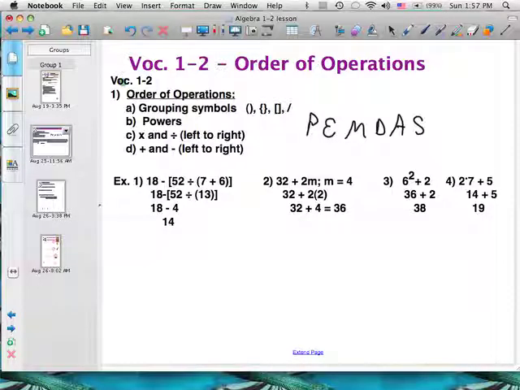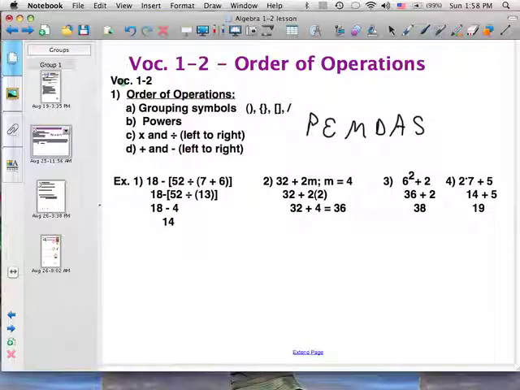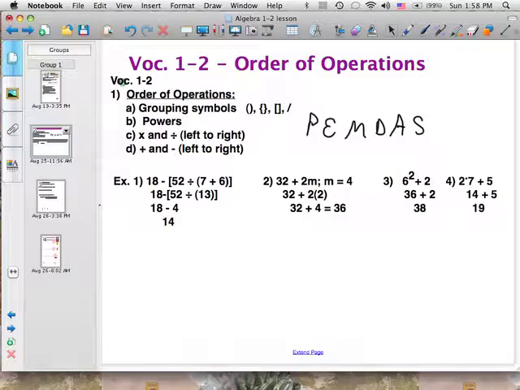In example 2, we have to substitute the value m equals 4 for n. So putting that in, we get 32 plus 2 times the quantity 2, which is 4, and 32 plus 4 equals 36.